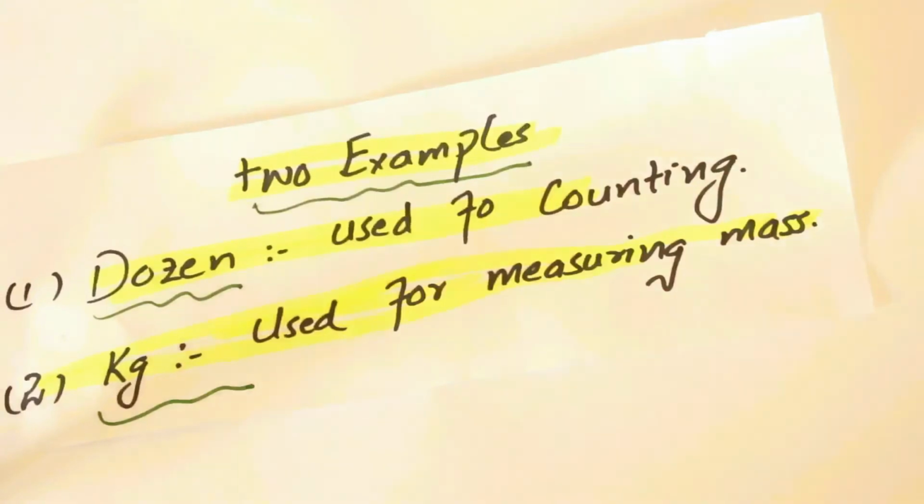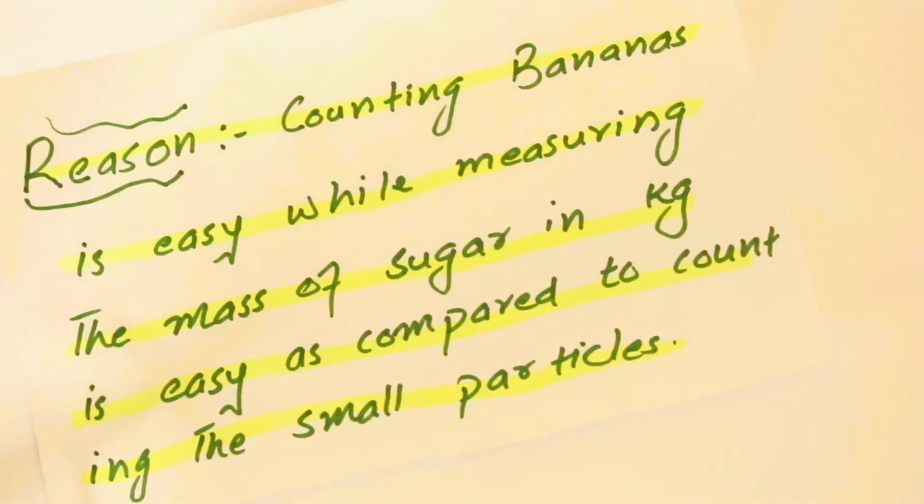We use two different kinds of units in our daily life. One is the dozen and the other one is kg. Dozen is used to count different things and kg is used to measure mass. For example, if you need some bananas, you might go to the fruit shop and ask someone to give you 1 dozen, 2 dozen or 3 dozen bananas. In the same way, if we need some sugar, we might go to the grocery store and ask for 1 kg, 2 kg or 3 kg sugar.